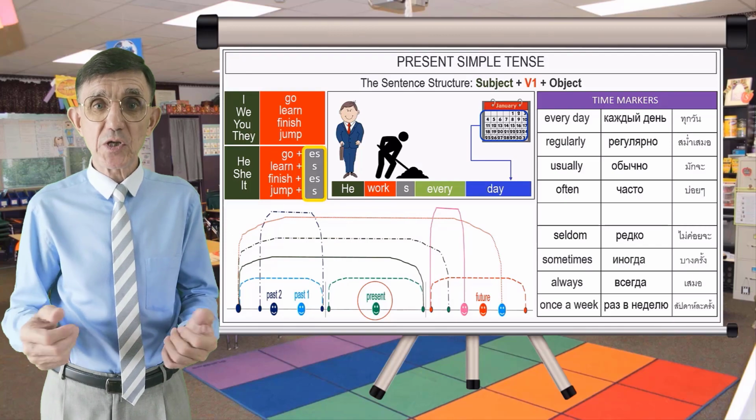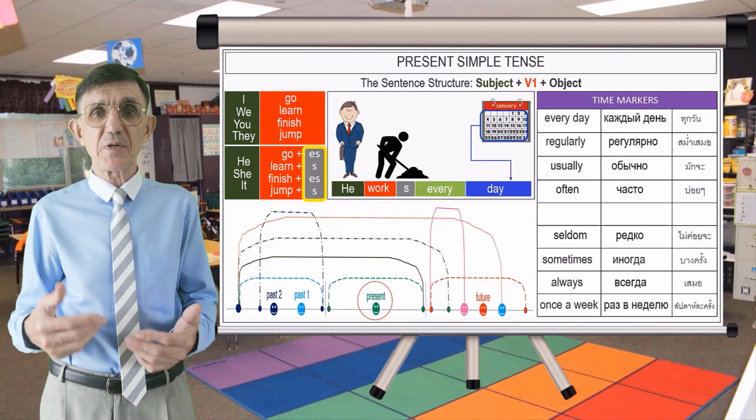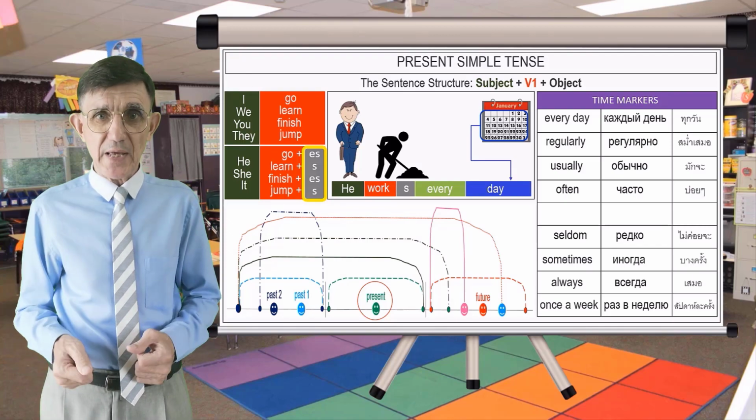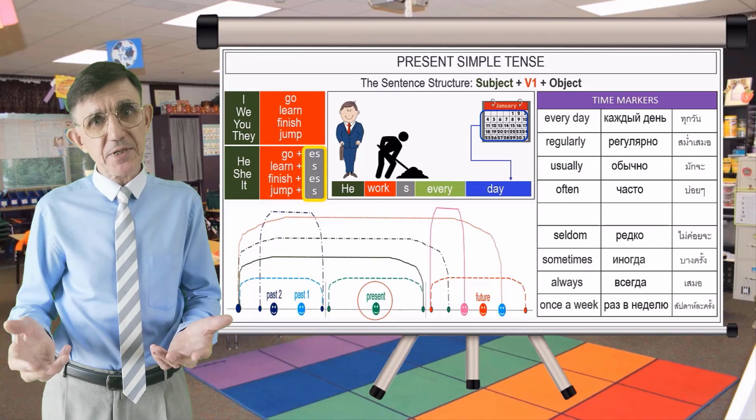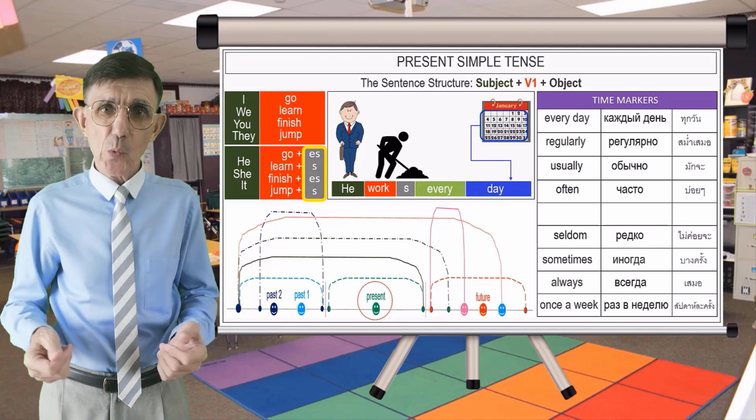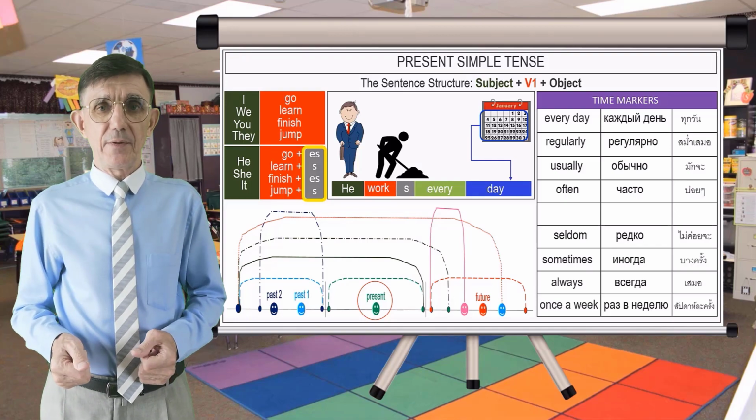On the right, you can see time markers. They show that we use the present simple tense when we speak about events that happen every day, regularly, usually, often, seldom, sometimes, always, once a week, month, and so on.